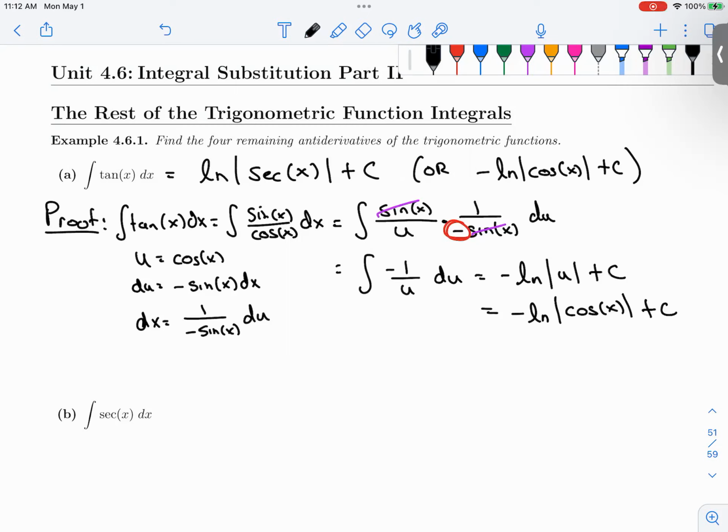So let's think about that for a second. Let's make sure we understand this portion. Does anybody have any questions on this?